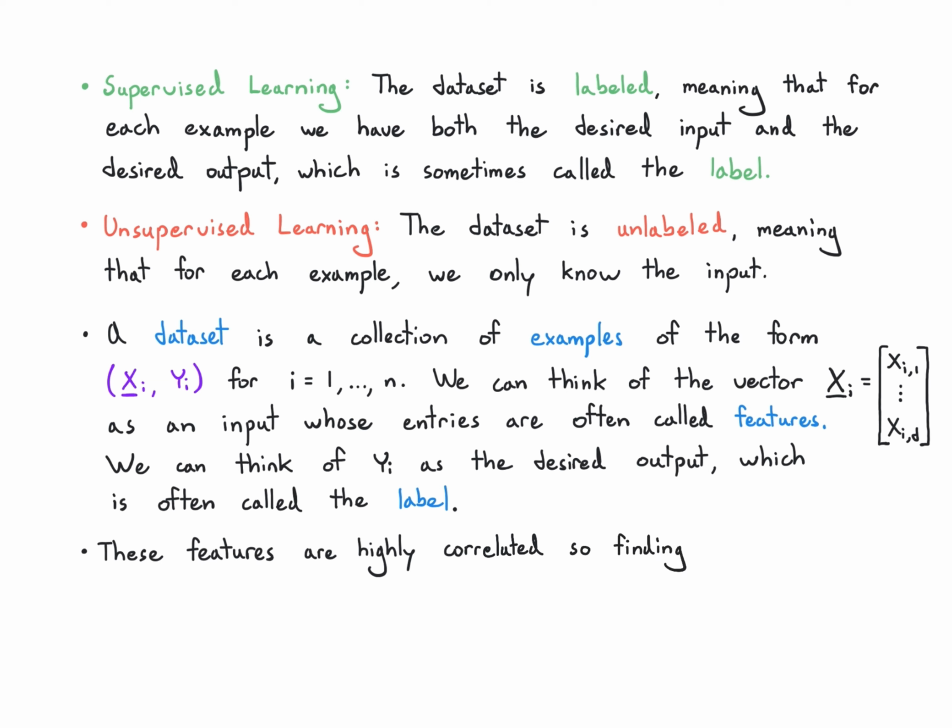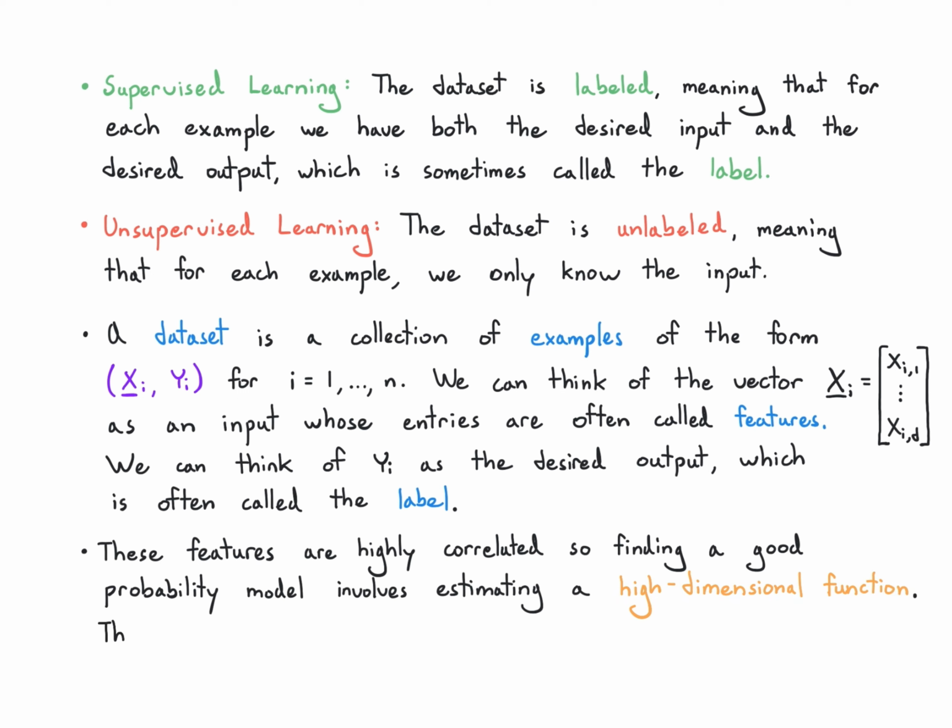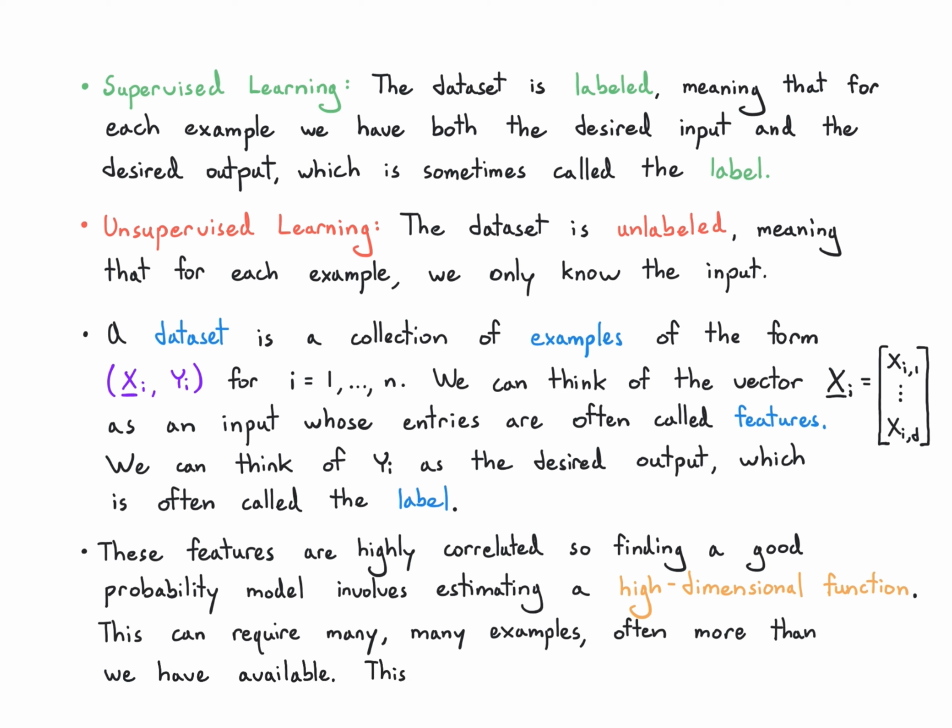These features are usually highly correlated. So what we need to do is find a good probability model that captures all of the relationships between the features and the label. That's basically a high dimensional function. Learning these kinds of functions or probability models requires many, many examples, usually more than we have available or are willing to compute over. This phenomenon is sometimes called the curse of dimensionality: when you get into large dimensions, like for images, it becomes very difficult to fit a probability model, even for a small image.